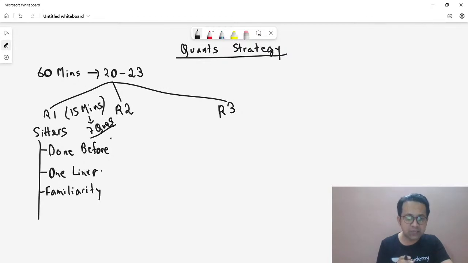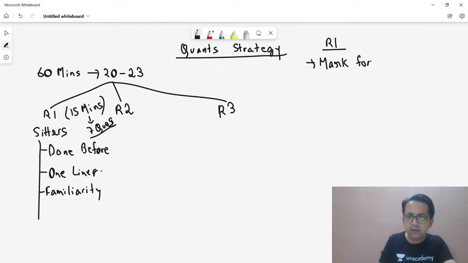Now, one more thing you need to do in round 1. Apart from attempting 7 questions, you also got to do something extra. What is that extra? You are going to use this button, mark for review. Remember, in round 1, there might be a question, let's say a Venn diagram.